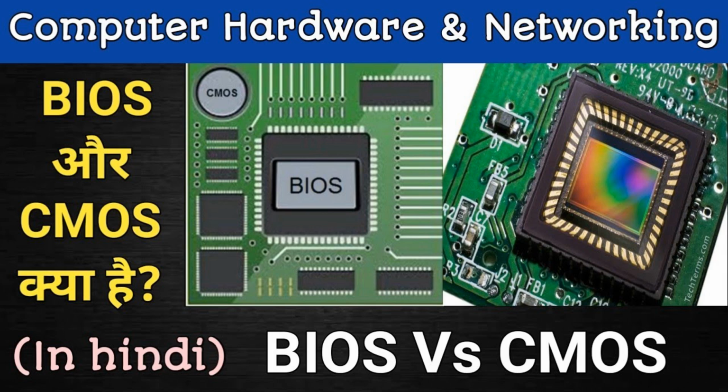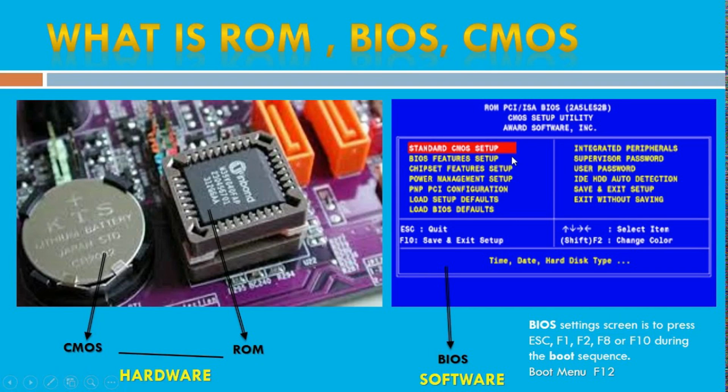In summary, while CMOS memory itself is not directly upgradable, its settings can be modified through the BIOS setup utility. On the other hand, BIOS firmware can be upgraded to newer versions provided by the motherboard manufacturer to improve functionality, compatibility, and performance.